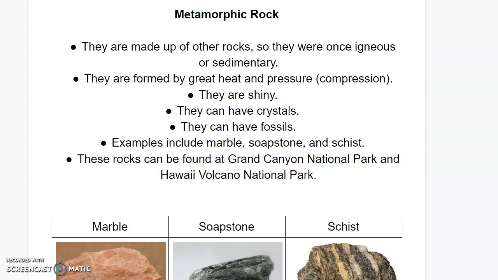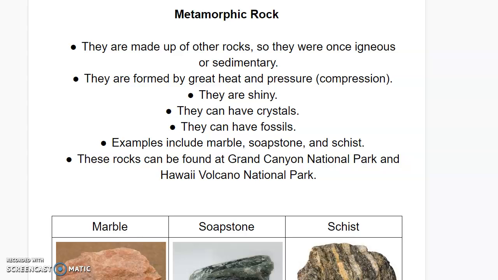So metamorphic rock, some characteristics about that I want you to know. They are shiny, okay? They are shinier than igneous rock. They can have crystals because if it was once igneous rock, it's going to have those crystals in it. They can have fossils, which are the remains of dead plants or dead animals, because if it was once sedimentary rock, the fossils are still going to remain in there.